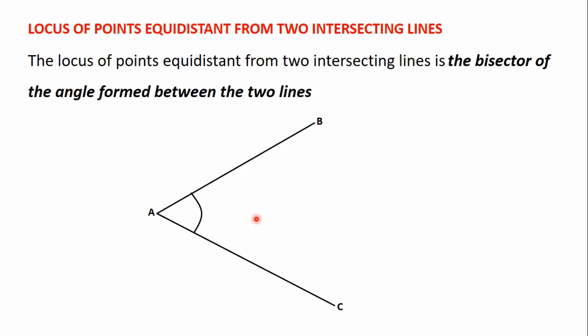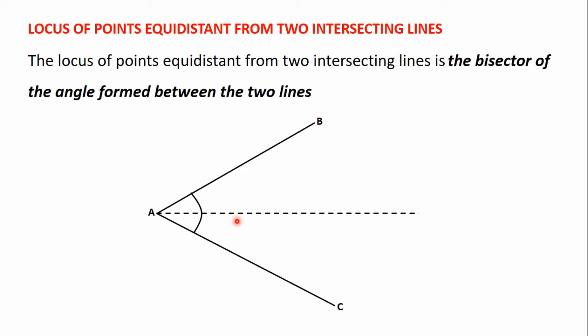So here, the locus of points equidistant from line AB and line AC is the bisector of the angle formed between line AB and line AC. That means that to get the locus, we will have to bisect the angle formed at point A. I'm going to represent the bisector with these short dashes. So these short dashes, which are the bisector of the angle formed between line AB and line AC, give us the locus of points equidistant from line AB and line AC.